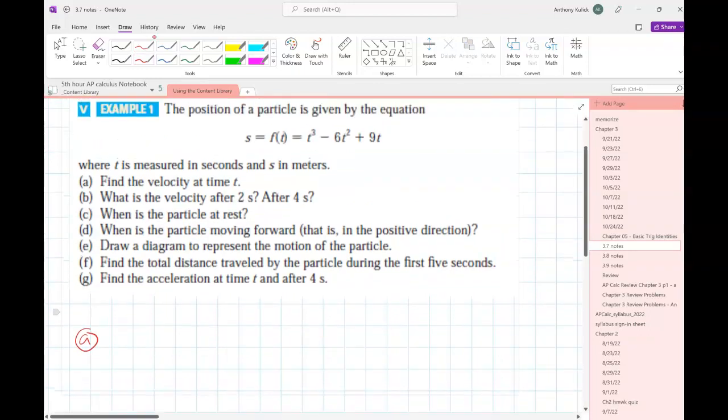Well, what does this problem scream of? It's like a chapter 2 problem, right? What's the relationship between position and velocity? Velocity is the first derivative of position. So what do I really just need to do here?